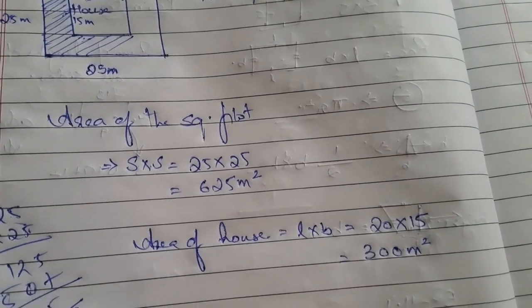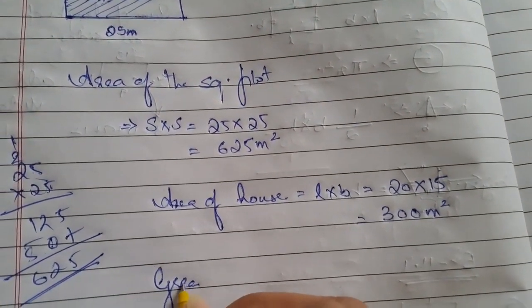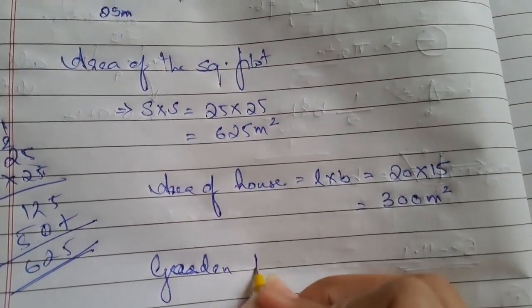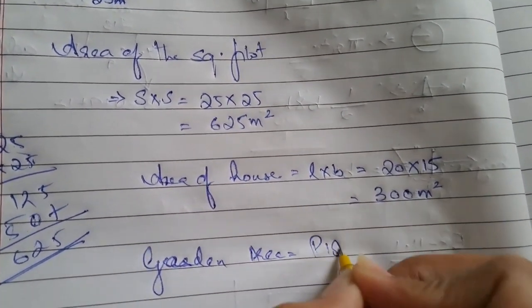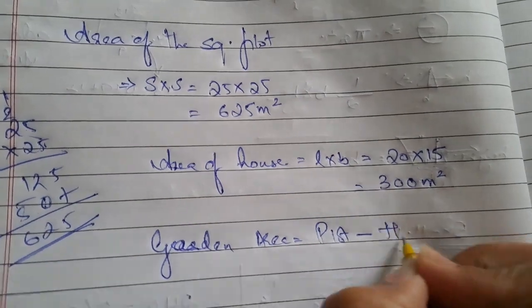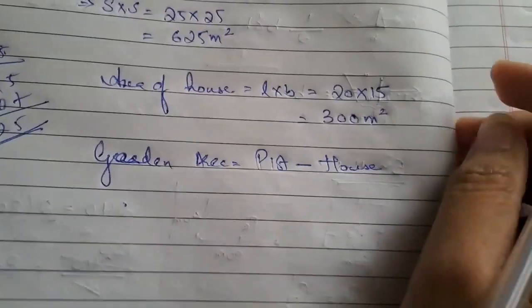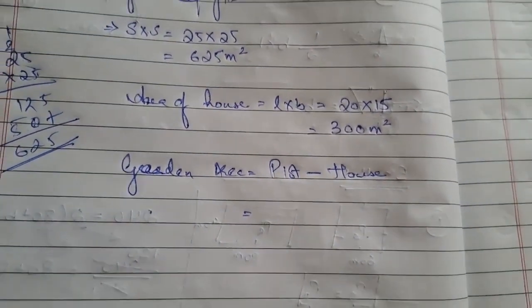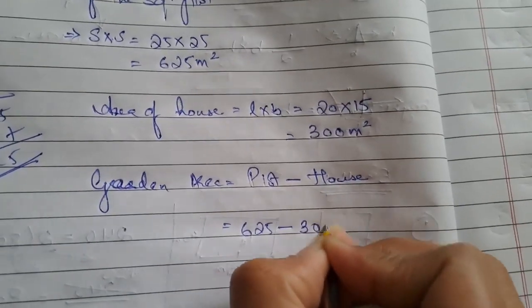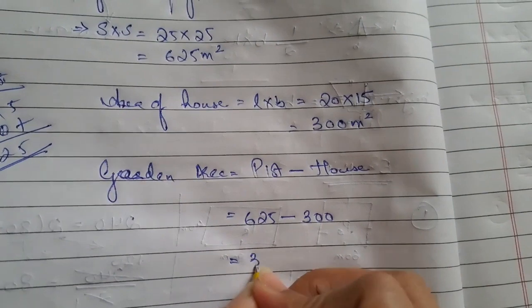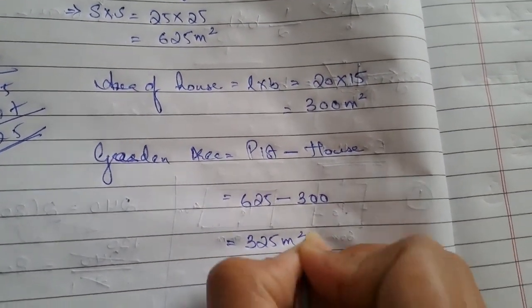Okay, so the garden area is equal to the plot minus the house area, isn't it? The plot minus the house is what I'm going to do. What is the plot area? The plot area is 625 minus 300. It is going to be 325 meters square.